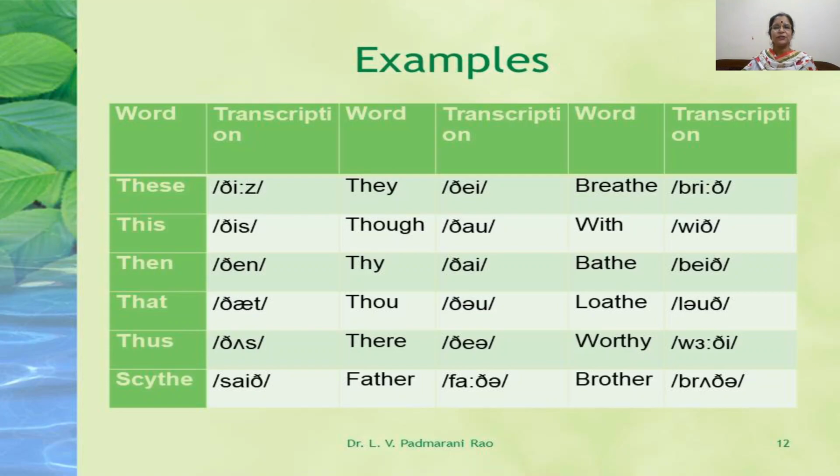I don't say it is wrong. It is absolutely acceptable as long as they are understandable. But when we are learning phonetics, as far as possible, learn the right pronunciation and try to apply this in the pronunciation of all the words. So these, this, then, that, thus, they, thy. Avoid such type of pronunciation. Make it fricative and see that the h sound is not pronounced because it doesn't have any aspiration here.